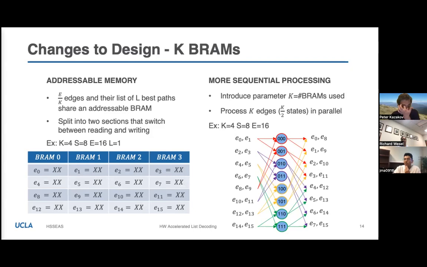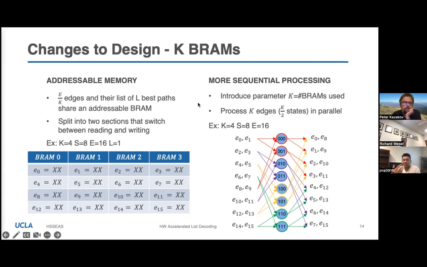instead of trying to do everything in parallel, we're going to make a parameter be how many BRAMs we want to use. One benefit of that is we can modularize how much resources on the FPGA we want to use specifically for decoding. The other benefit is it also allows us to shift to this addressable memory implementation. So I'll go over that.